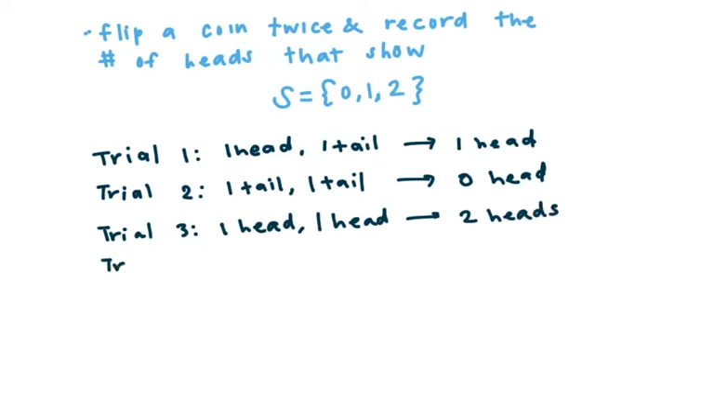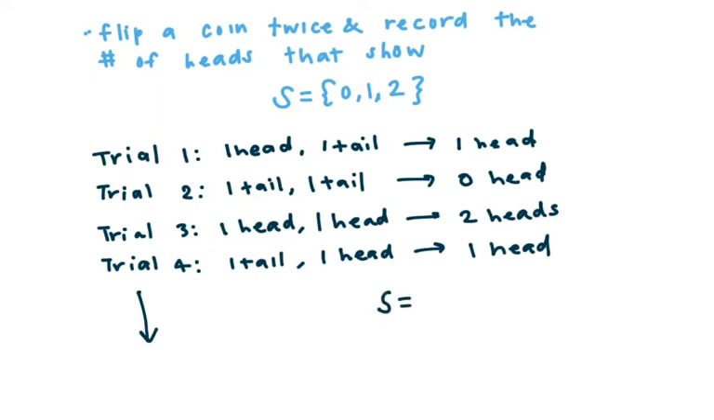And let's just say trial 4. Trial 4, let's just say that you got 1 tail, 1 head. So how many heads did you get? You got 1. And then you could just keep having many more trials, okay? But if you look, the lowest number that you can get is 0, which is why I wrote 0. And the highest number I could possibly get is 2.